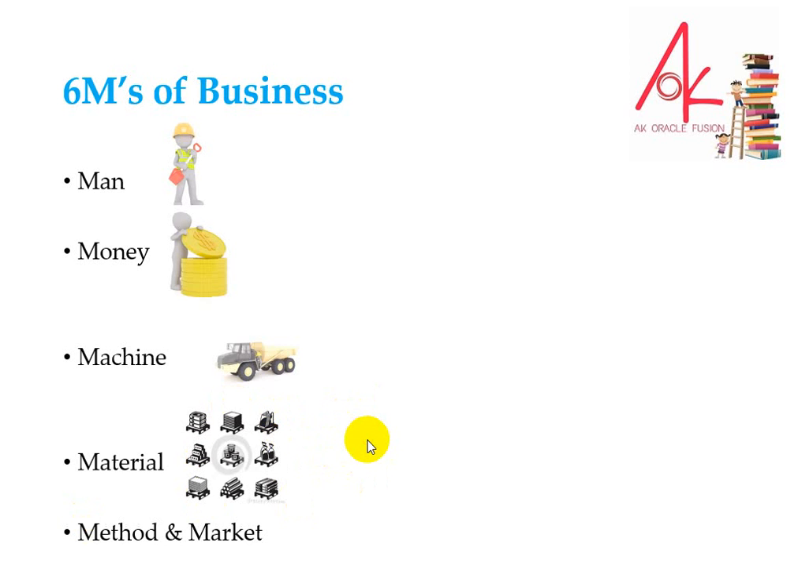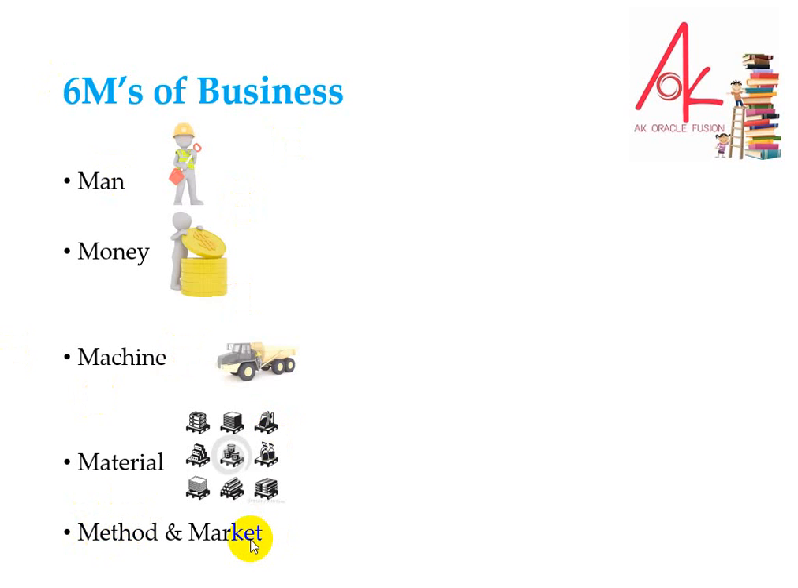The other two resources are method and market. Method is how you are using these resources: the management function, the management style, whether it is an autocratic way, a democratic way, or a free rein way, the leadership style, or how you want to define your organization structure, either top to bottom or bottom to top, how your middle level management has to function, and who is making the decisions. Everything comes under the method or management style you opt for.